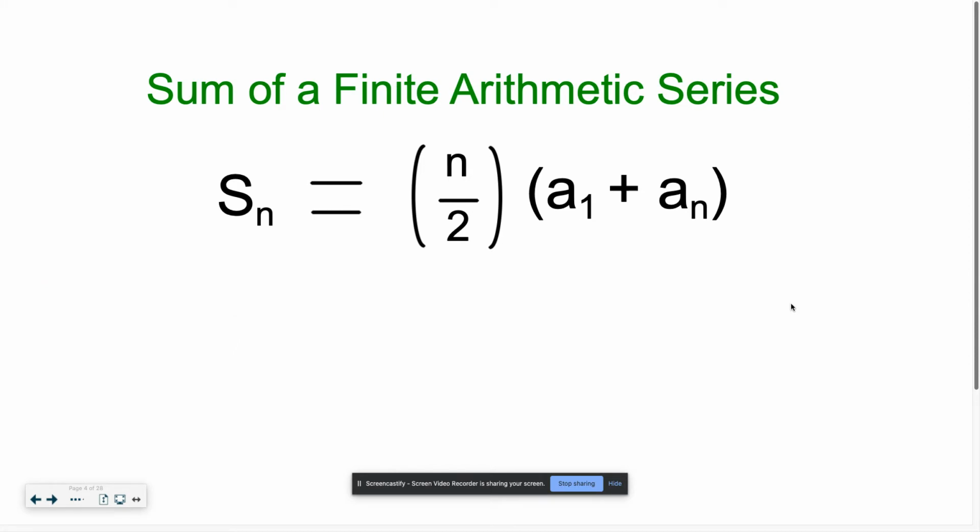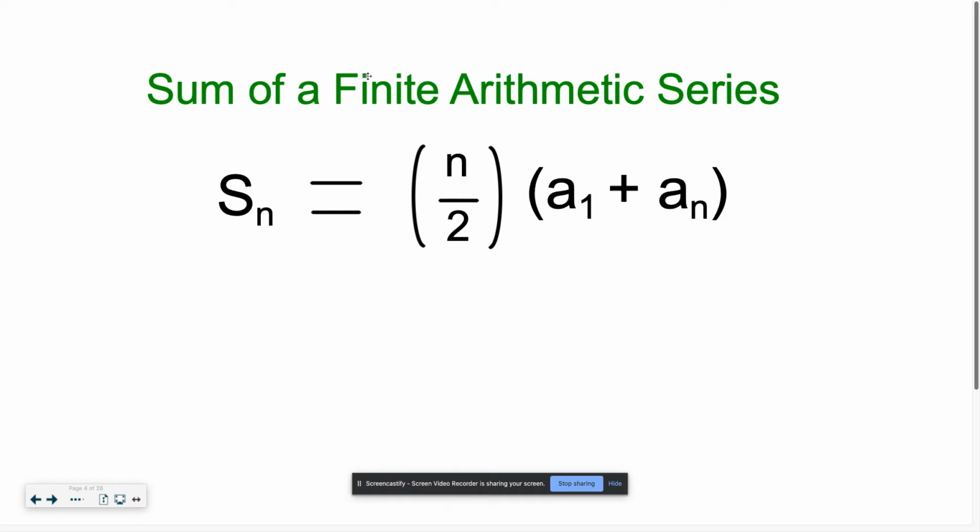Okay, so sum of a finite arithmetic series. Let's talk about the word finite for a second. Finite means there is an ending to it. Even though the sequence could keep going, they're asking you for an actual amount. So they could ask you for the sum of the first 5 terms. Or they could say, here are 4 terms, but we know the sequence could keep going, but they only want to know the sum of the 4 terms.